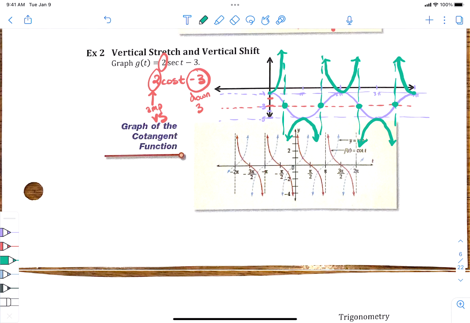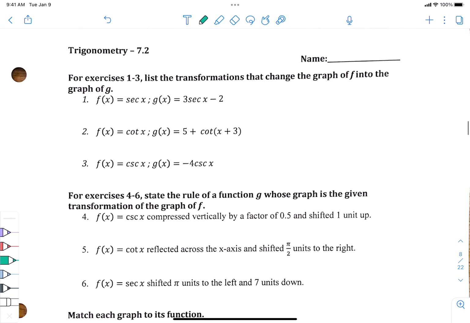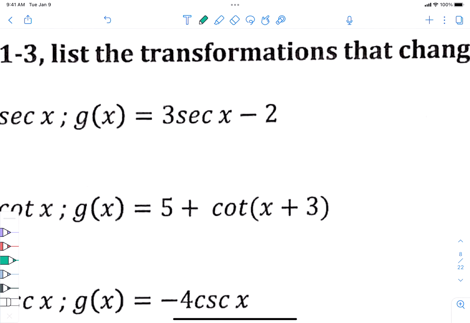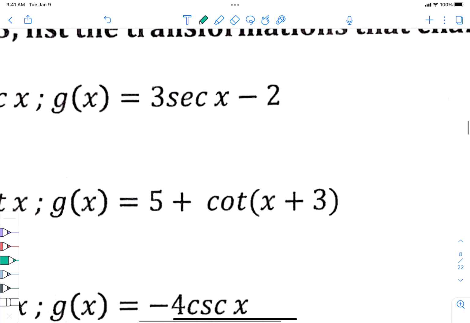All right, now let's go through a step-by-step homework assignment and just go through the instructions and see what it's doing. You can do these. Transformation. Number 1, 2, 3, list the transformation. Tell me where it's going. What does the 3 do and what does the -2 do? That's all I want. Vertical stretch by 3, and down 2.